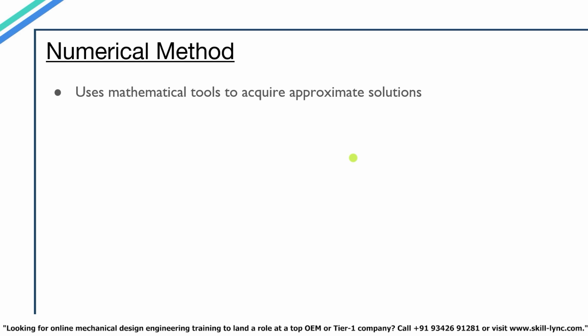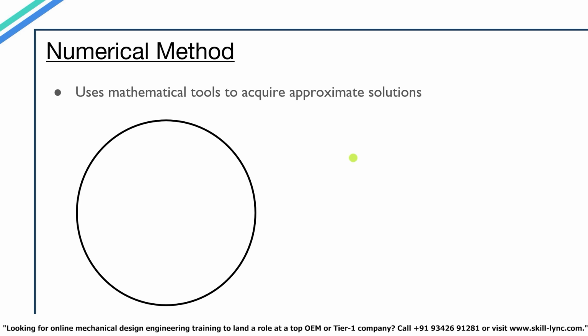Now, some of you might wonder how we can get solutions to a problem using approximation. So to explain this, let's take a very simple problem. Here we have a circle, and let's say I want to know the circumference of the circle, but I don't know any formula related to finding the circumference of the circle.